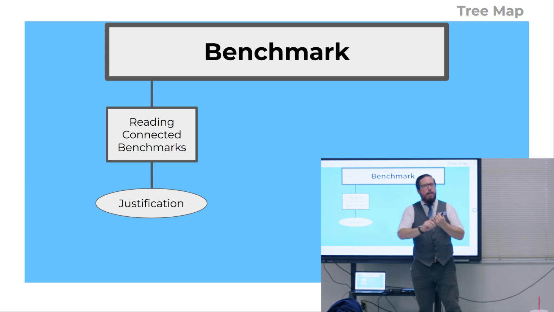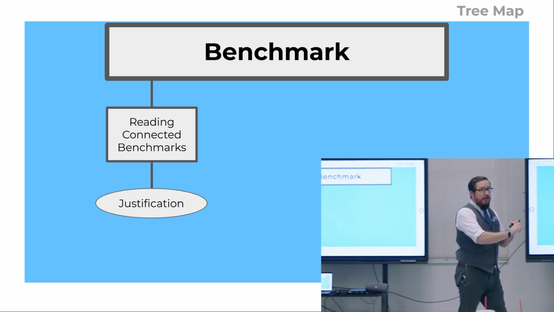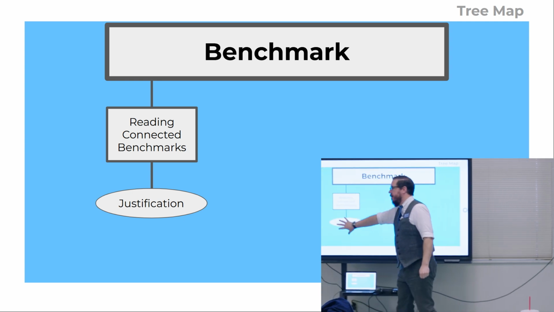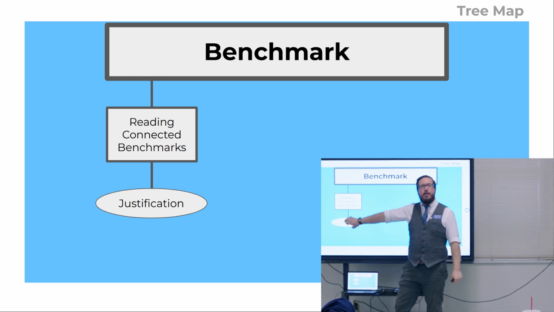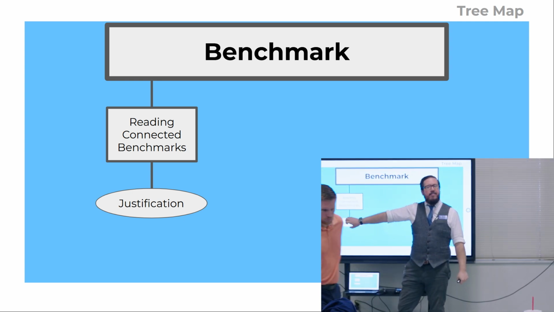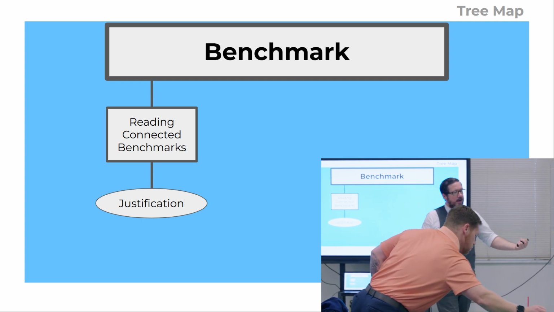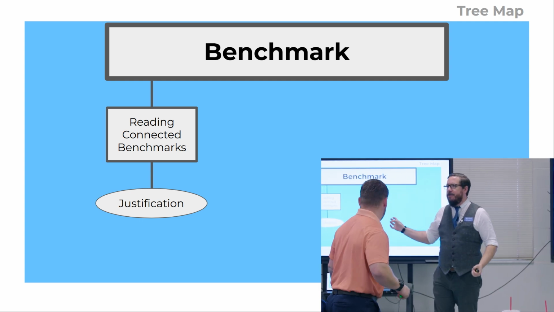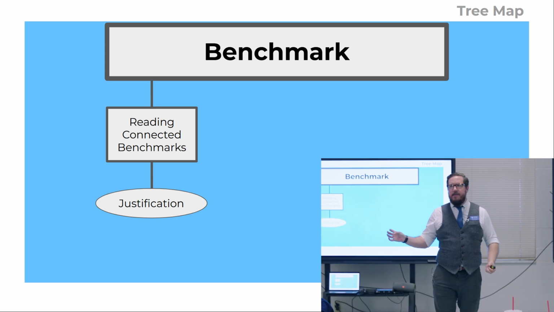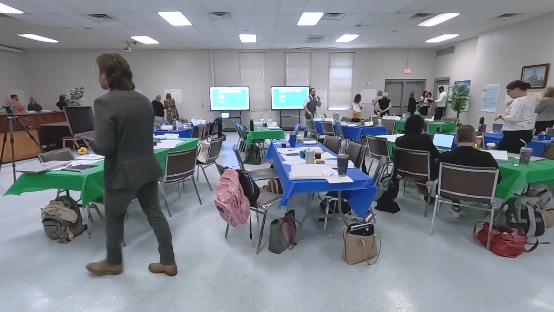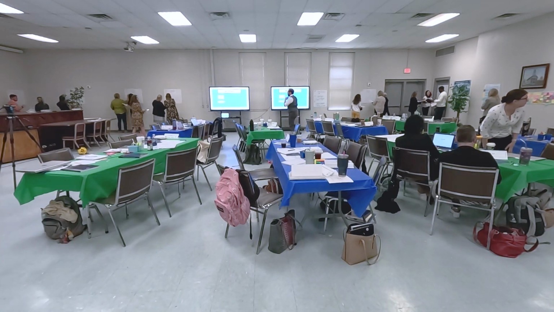And there might be 1 benchmark that connects. There might be 2. There might be 3. But whatever you choose, what's the justification for that connection? That's kind of the important thing. So we want the benchmark code, the benchmark language, and then a justification for why that benchmark connects. Any questions? All right, cool. Let's take about 3 minutes. Just that reading strand.